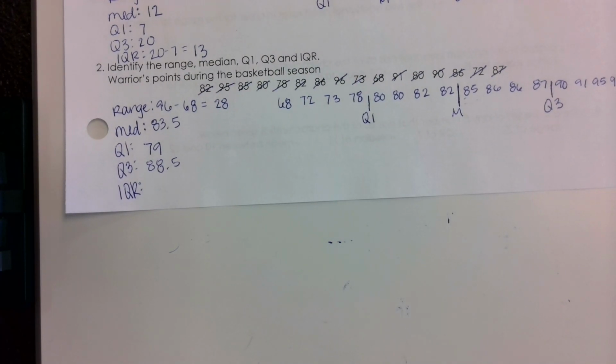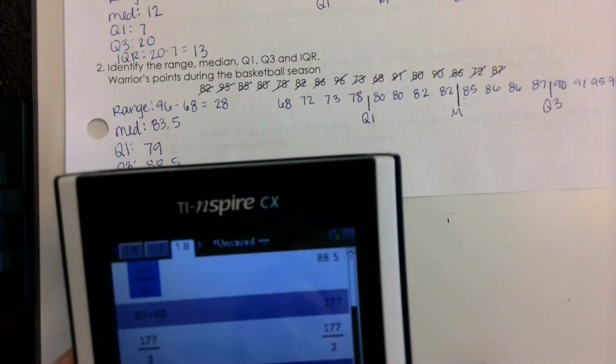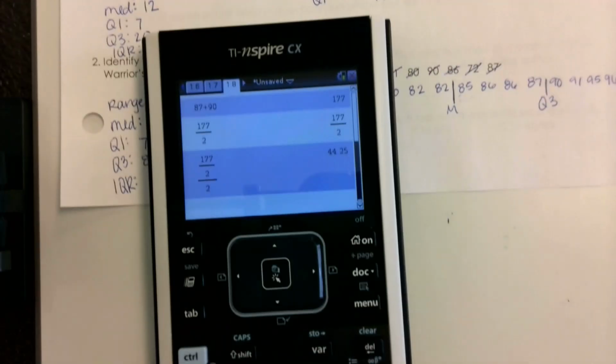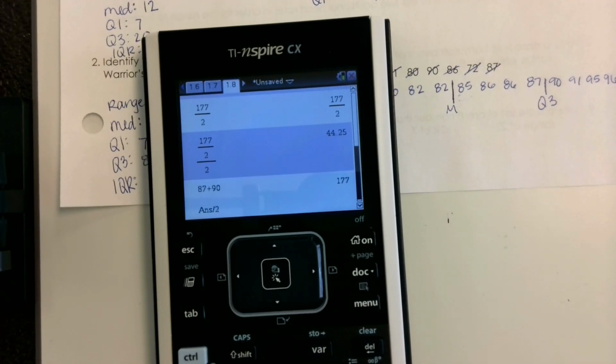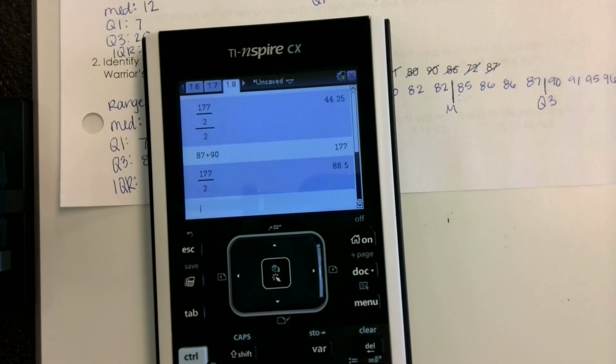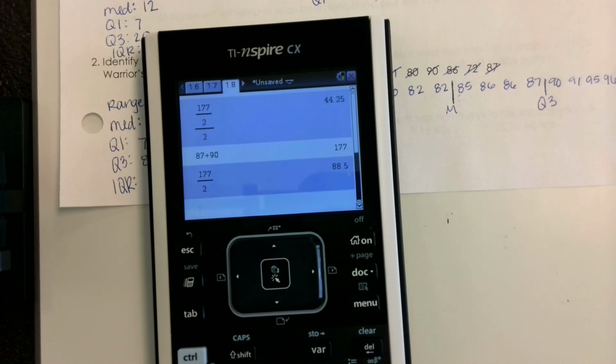If it's easier, how did we do it? We had 87 plus 90 divided by 2. Put a decimal behind the 2, and that'll go ahead and make it a decimal for you. You don't have to worry about the whole control enter and it dividing more than once, because that seems to be a struggle for us. So just put a decimal behind the 2. Is that okay?